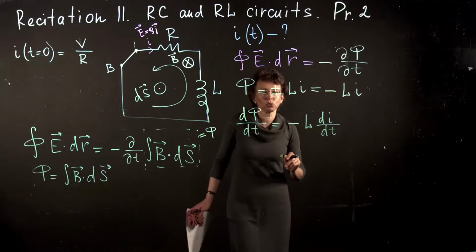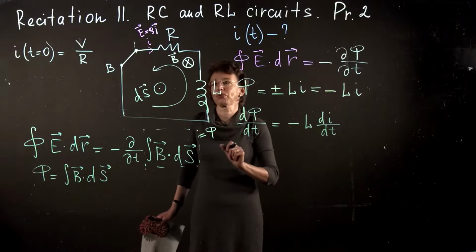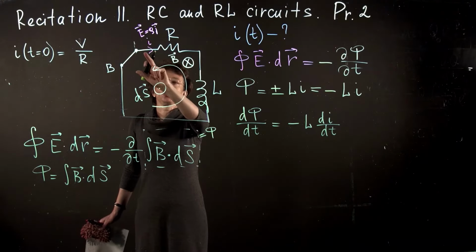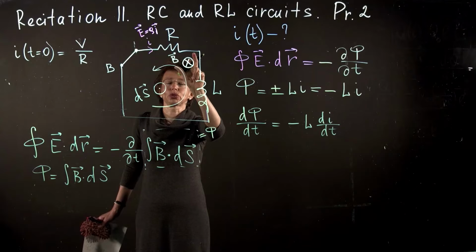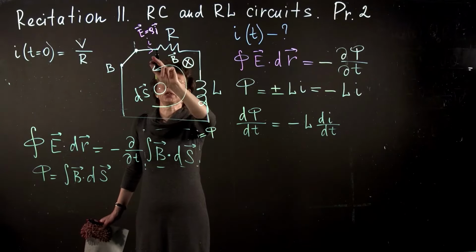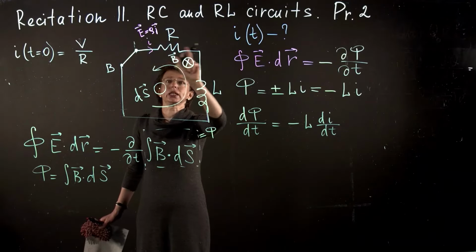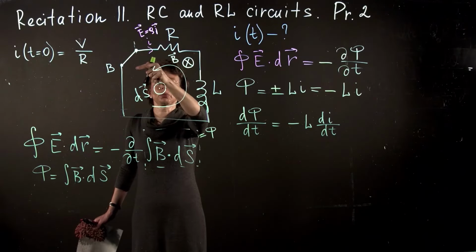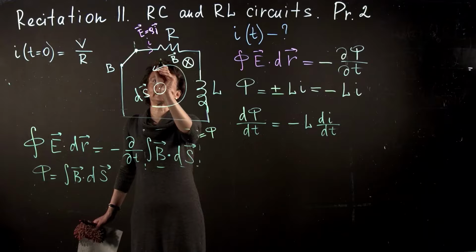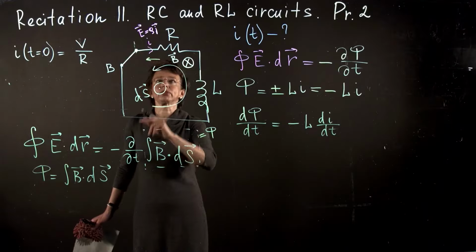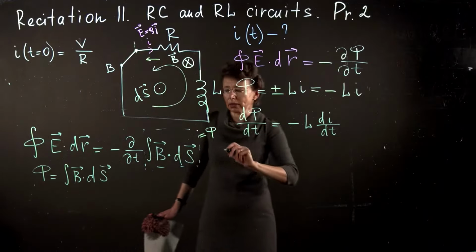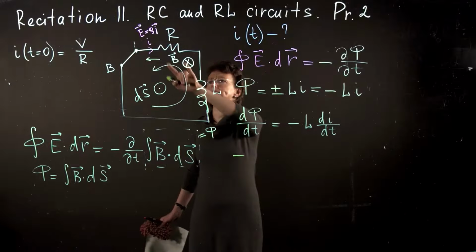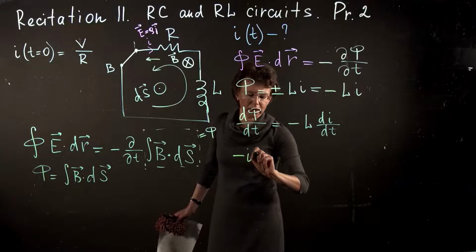d phi dt is minus L di dt. Now we are ready to work with the left-hand side of Faraday's law. We go around the loop. Current is to the right, which means that electric field rho J is to the right. We go around the loop in counterclockwise direction, which means dr is to the left. E is anti-parallel to dr, dot product is negative. I put minus. Magnitude is IR.